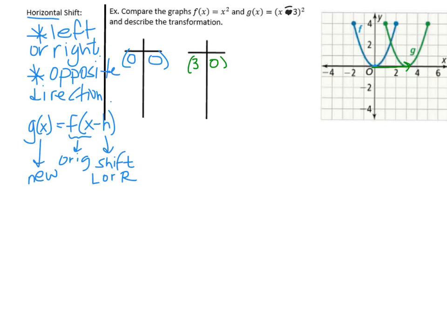Take a look at negative 2, 4. That's one of the points plotted on the original parent function over here on the left. And that moves over to positive 1, 4. So notice we're adding 3 to our inputs to move it 3 to the right. But in our equation, it's minus. So that's kind of an interesting change right there. So it moves 3 units to the right.